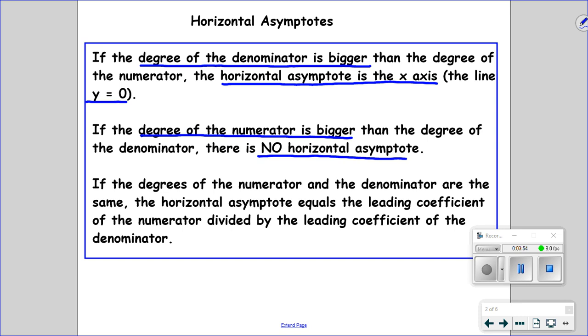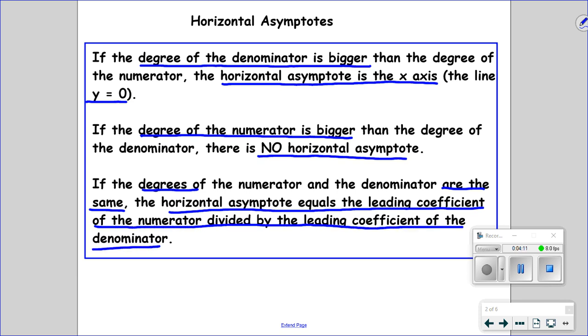The third scenario is that the degrees are the same. When the degrees are the same, the horizontal asymptote equals the leading coefficient of the numerator divided by the leading coefficient of the denominator. So basically, your HA will be the ratio of the leading coefficients in that case.